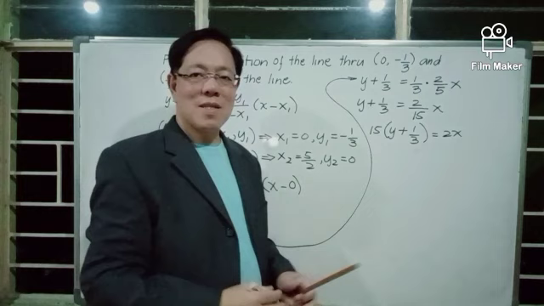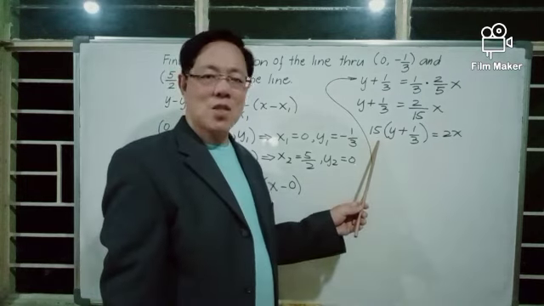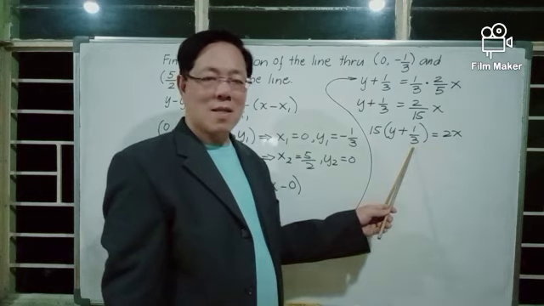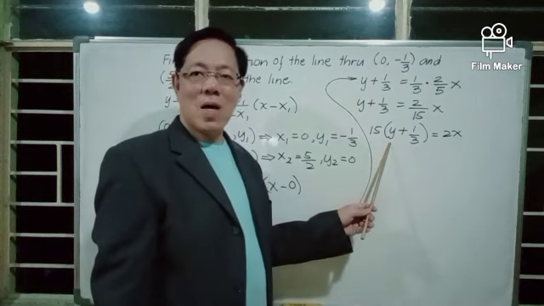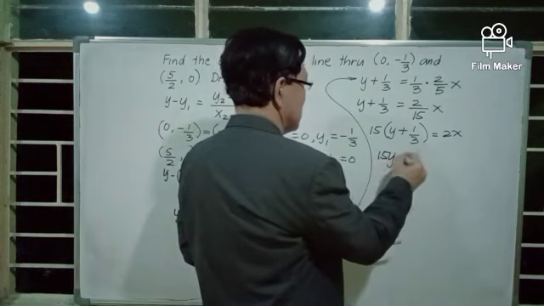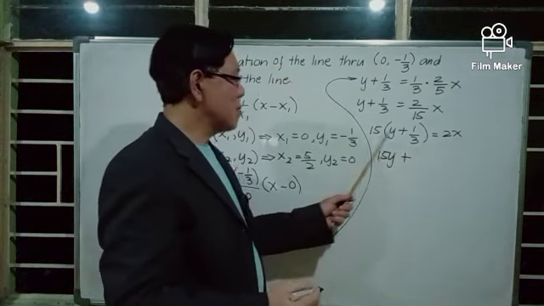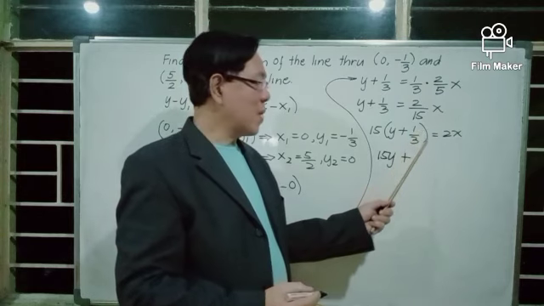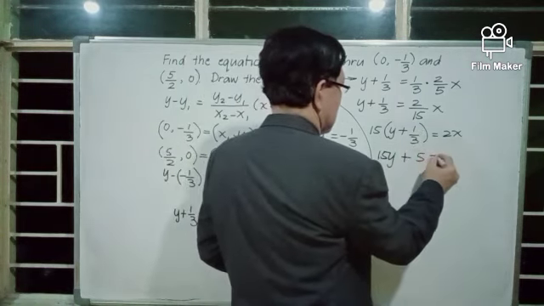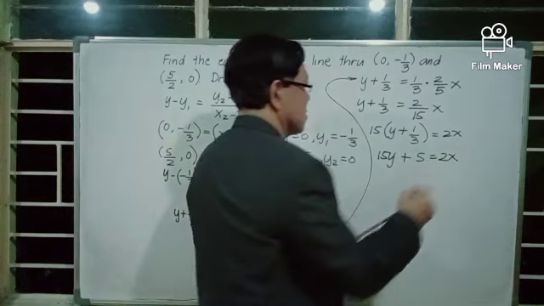We apply the distributive property of multiplication over addition. We multiply y and 1/3 by 15. 15 multiplied by y is 15y. 15 multiplied by 1 is 15, divided by 3 is 5. Equals 2x.